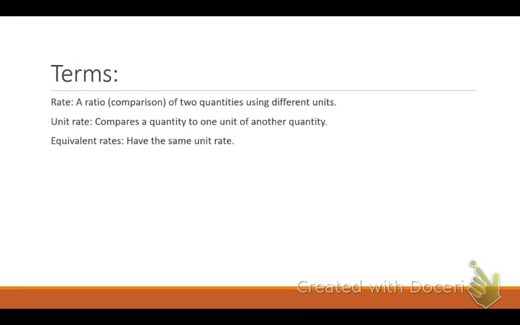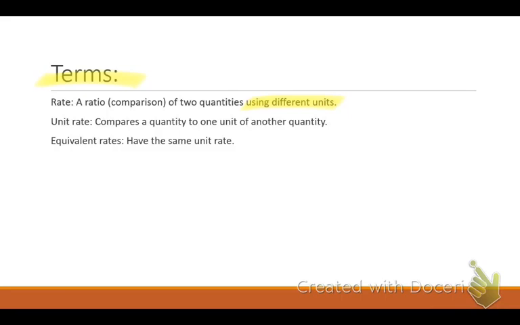So now let's go over a couple terms, and then we'll get into our examples. What is the difference between what you're learning today versus what you learned in 5.1? Truth be told, it's actually pretty similar. A rate is a ratio, a comparison of 2 quantities, so far it's the exact same, using different units. So here's where we see the difference between ratios and rates. A rate uses different units.